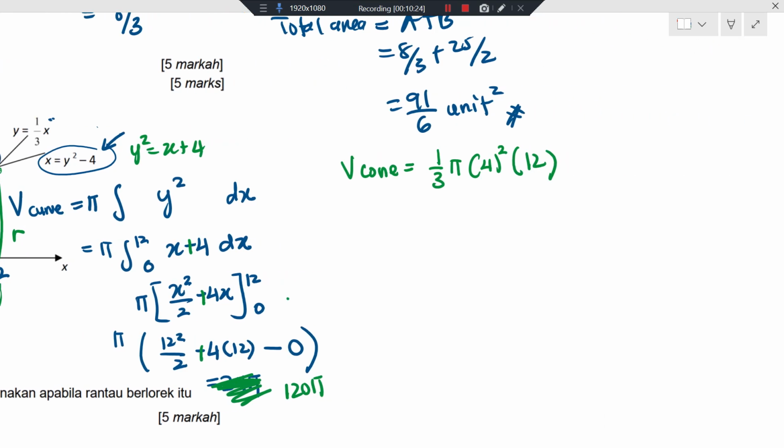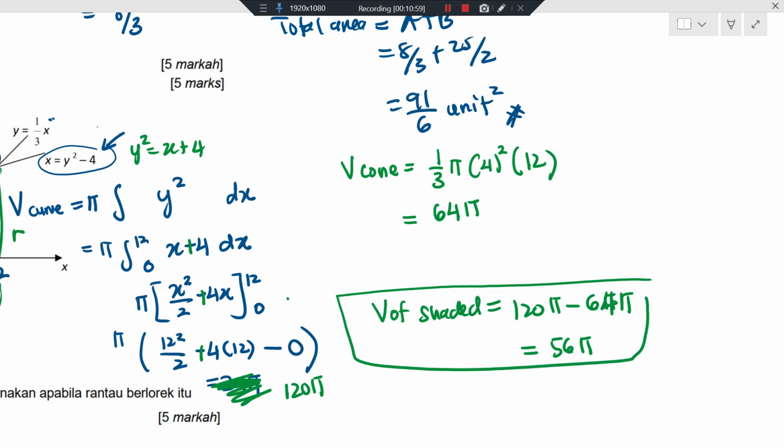So what I'm getting here, 4 square multiply 12. Don't calculate the pi, you must calculate in terms of pi. And then divide by 3. 4 square times 12 divided by 3 is 64 pi. So volume of shaded, just simply take 120 pi minus 64 pi. So 120 minus 64, you should be getting your 56 pi, which is okay, not bad.